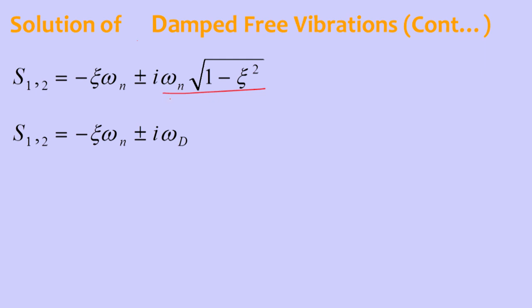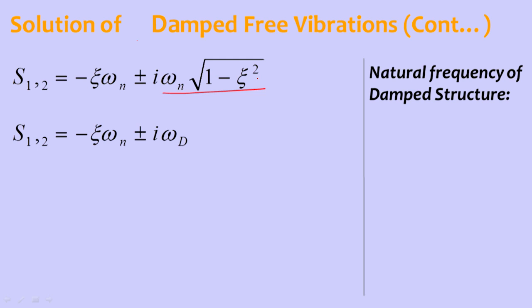The earlier one, omega n alone, is the natural frequency, whereas omega d is termed the damped natural frequency, which is omega n under root 1 minus zeta square. So this s1 is one root and s2 is the second root. So this natural frequency of a damped structure can be calculated like this.